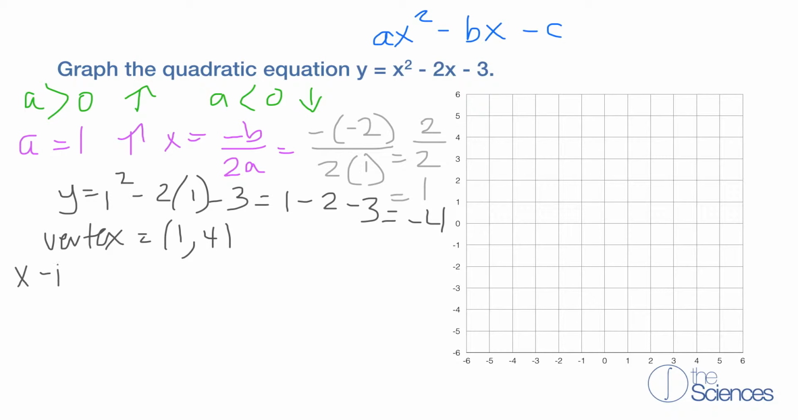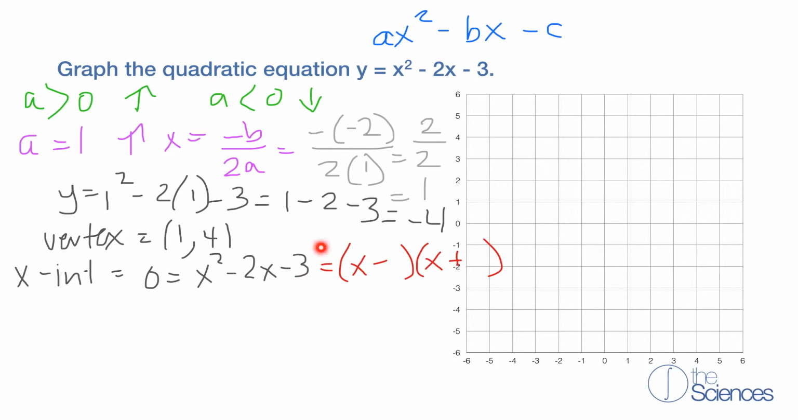Now we want to find our x-intercepts. And we do this by substituting 0 for y and solving for x. So now we can factor the x squared minus 2x minus 3 into x as our first terms. So we have x minus and a plus, because here we have a negative 3. So because we have a negative 2, this means that the bigger number will be negative.